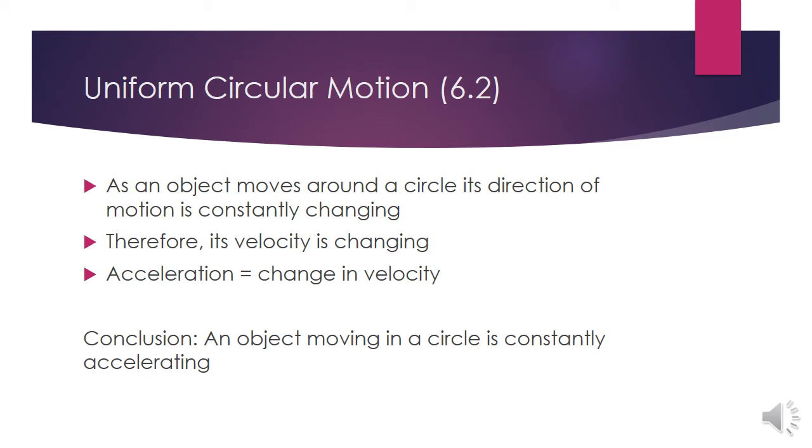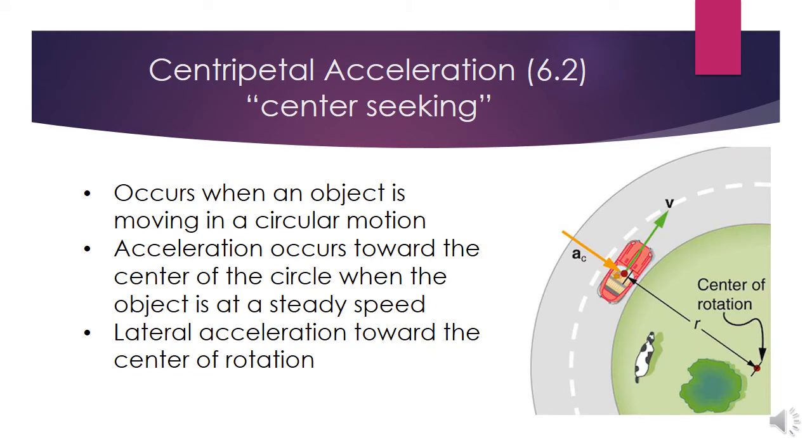For the second part of the chapter, we are going to look at uniform circular motion. Circular motion is when an object is moving in a circle. When this happens, its direction of motion is constantly changing, and its velocity is also constantly changing. Due to this, the object moving in a circle is constantly accelerating. Now, this is kind of a difficult concept to grasp, so let's look at an example. Let's try looking at a picture to help describe the concept a little bit better.